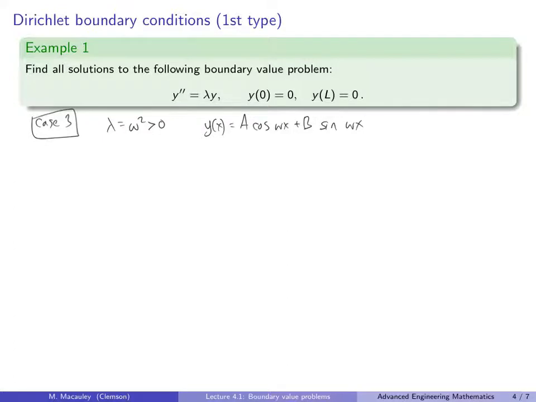Now let's plug in these boundary conditions. If we plug in y of 0, we get a times 1 plus b times 0, so a equals 0, and that right away kills off the cosine term. Now let's plug in this next one. If we plug in y of L, we can ignore the first term, it goes away, so we get b sine of omega L equals 0.